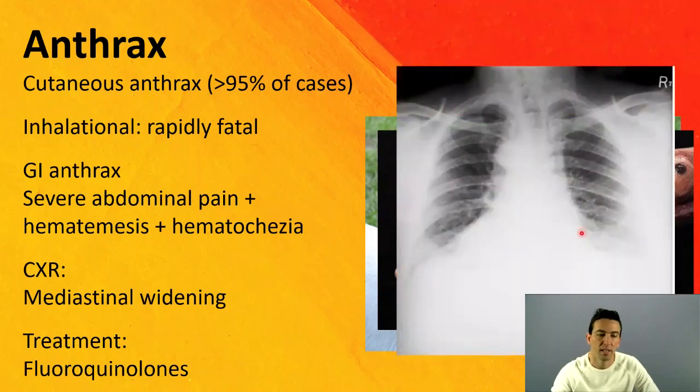The other one is the chest x-ray, so inhalational. This is another cause of a widened mediastinum. We talked about that with aortic dissection. If you change the question stem around and now you're looking at a biological warfare type presentation, and you're thinking inhalational anthrax, and you get a chest x-ray with a wide mediastinum, that's the clue that you're on the right track. Treatment: fluoroquinolones.